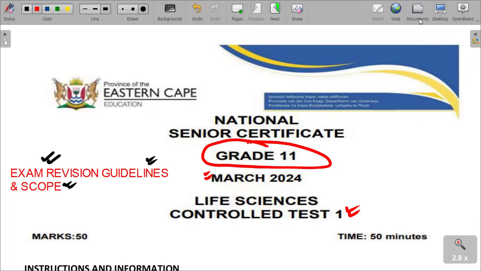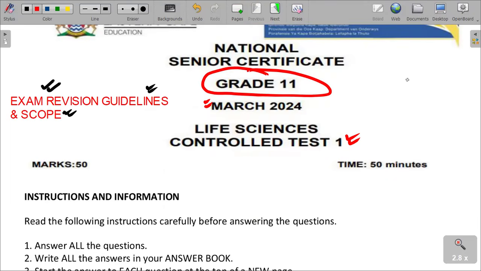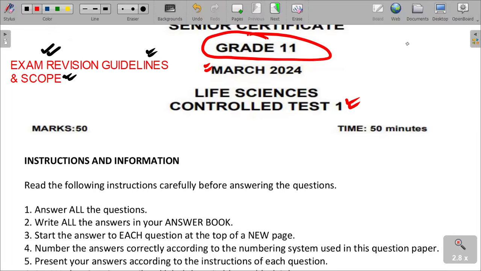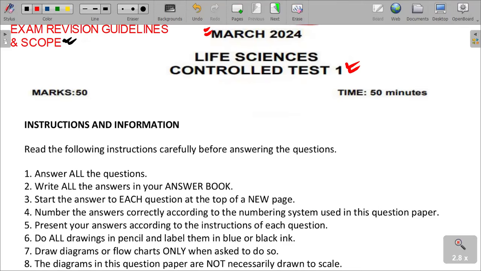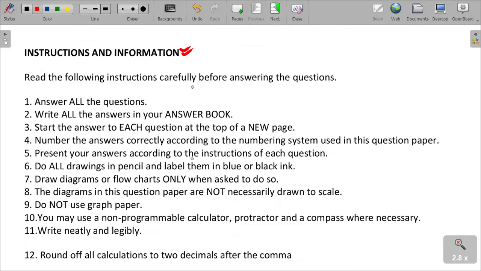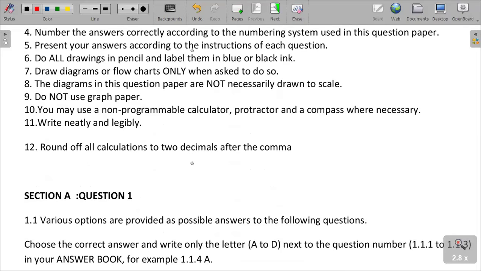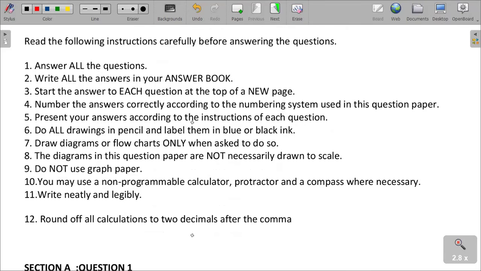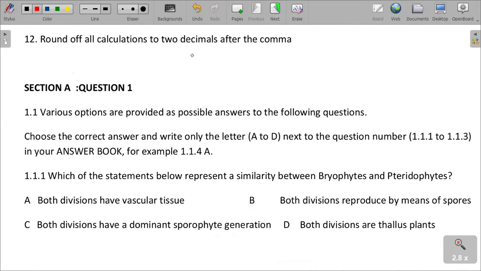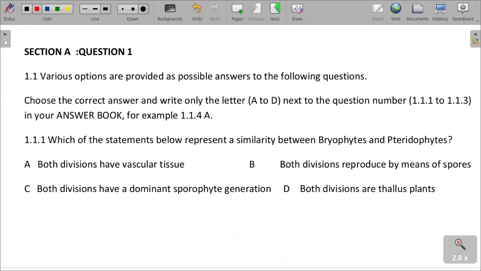So as you can see, we always have instructions when it comes to exams. Instructions are very important. Please, I always urge you that you should be able to understand and follow instructions whenever they are given. It can be instructions for the whole paper and also instructions per question item. So these are the instructions that are given here. I'm not going to read through them one by one, but I'm just showing you that in any case, when you write exams, instructions are very important.